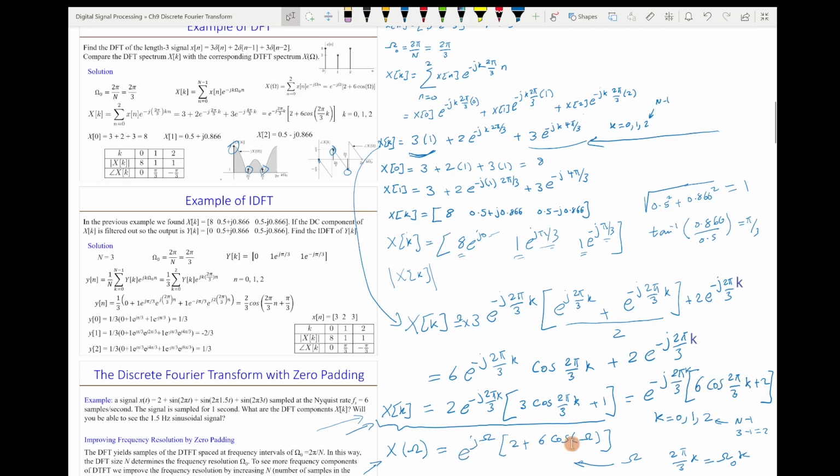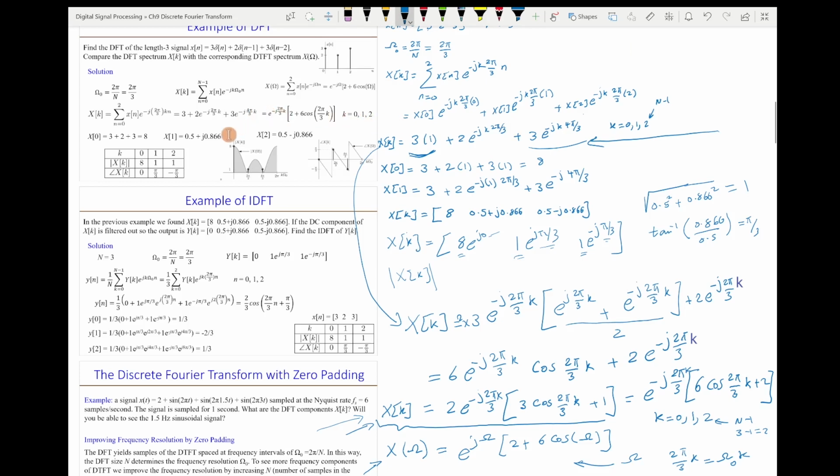If I plot this signal, that will be the solid plot. Now, when you do the discrete Fourier transform, you get this one, which is basically you sample omega with a frequency resolution omega 0, which is 2 pi over 3. So now I get only these samples. This is the sample x of 0, that's here, which is 8. This is x of 1, which is this component, or this component. And this is x of 2, which is this component, or this component.